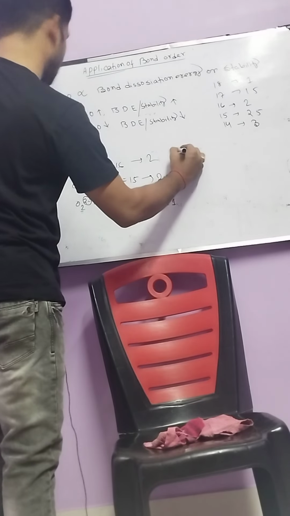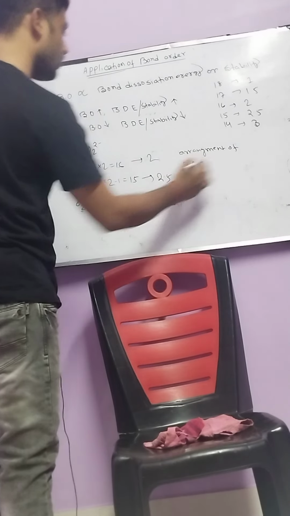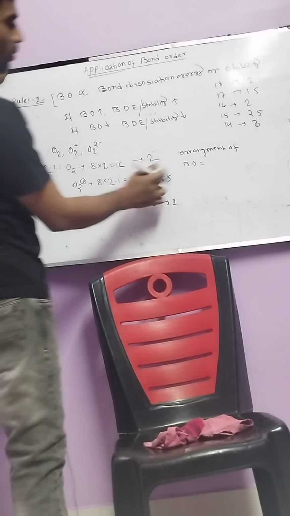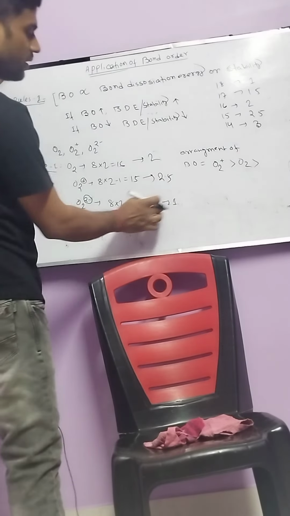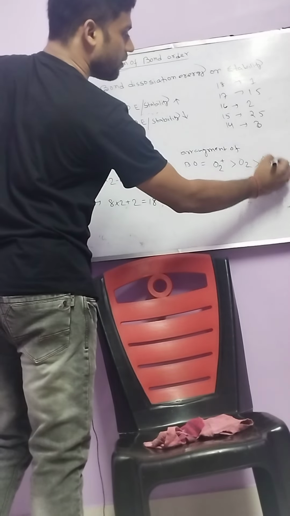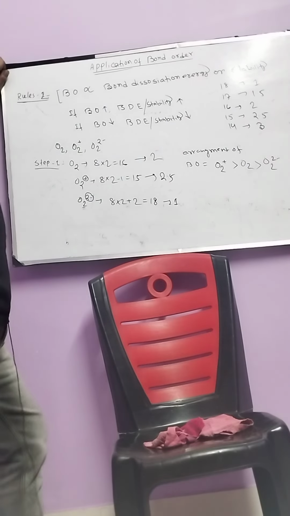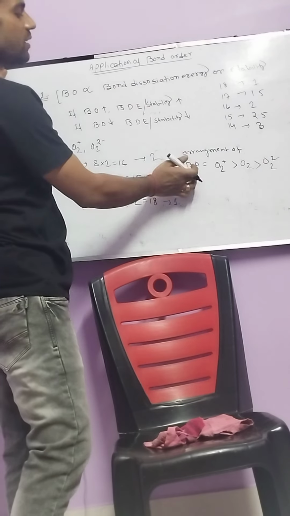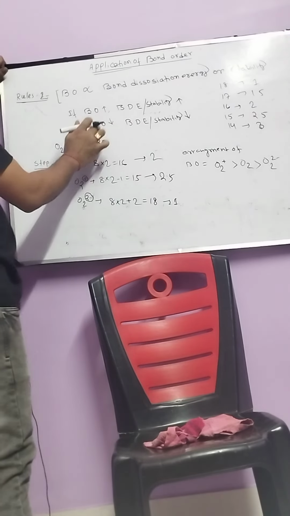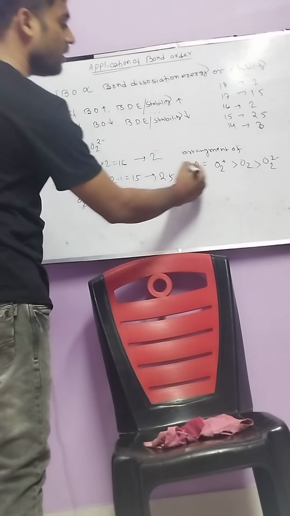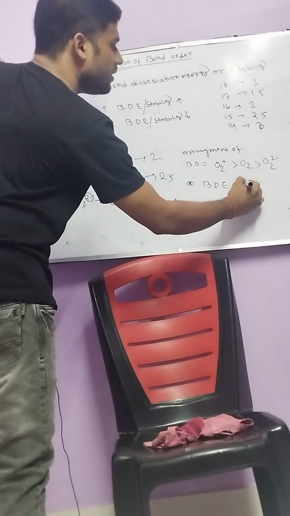Then the arrangement of bond order: the highest bond order 2.5 is O2 plus, next is O2, then the lowest bond order 1 is O2 2 minus. This is the arrangement of bond order, but your question is the arrangement of bond dissociation energy, or stability. The relation of bond order and bond dissociation energy is direct: bond order increases, BDE increases; bond order decreases, BDE also decreases. So now the arrangement of BDE of these molecules.